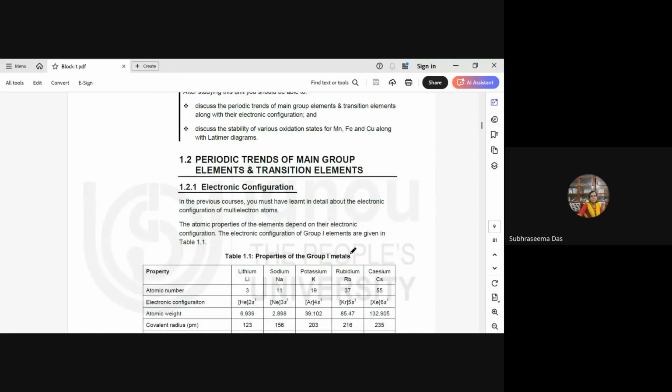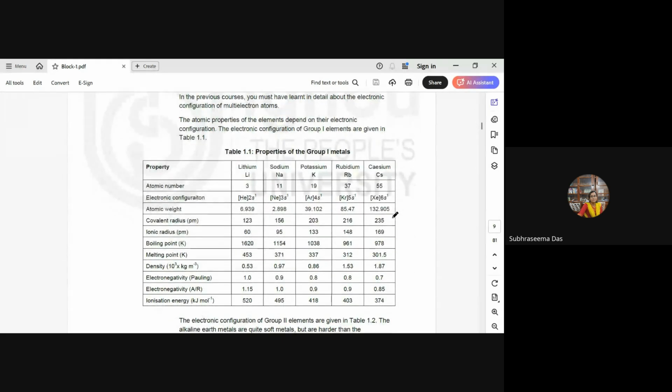Now first we will understand the electronic configuration of main group elements and the transition elements. We know that the main group elements we mostly talk about are the group 1 elements and the group 2 elements. So we'll first discuss their electronic configuration. In this table 1.1, you can see the electronic configuration of group 1 metals. Group 1 metals are lithium, sodium, potassium, rubidium, cesium and francium. Francium we won't discuss; we will consider up to lithium, sodium, potassium, rubidium and cesium.